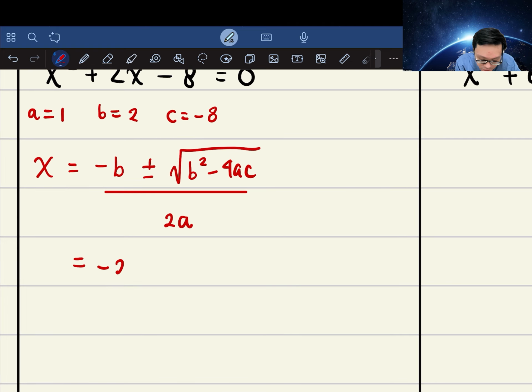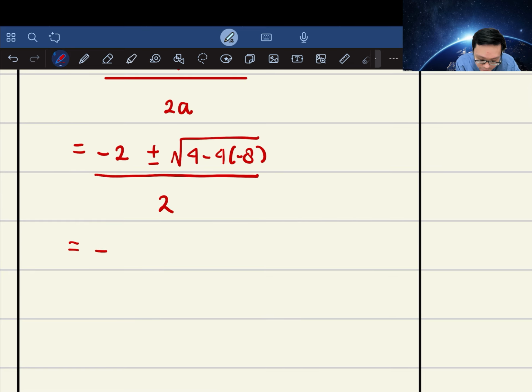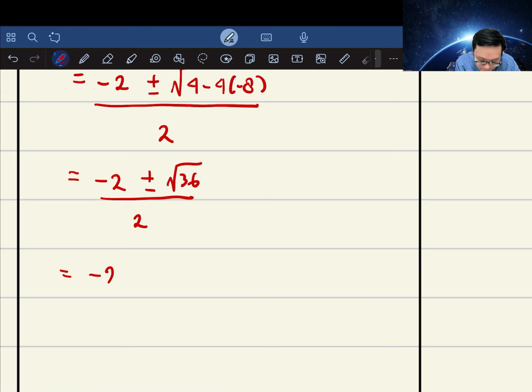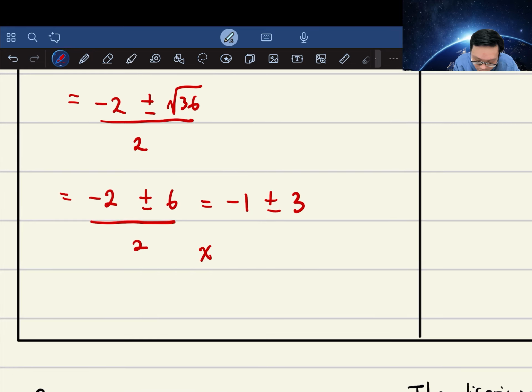We have minus 2 plus minus square root of 4 minus 4 times minus 8, because a is 1, over 2. So here we have minus 2 plus minus square root of 36 over 2. We can simplify to minus 2 plus minus 6 over 2. So we divide 2 for the two terms. We get minus 1 plus minus 3. So we have two values of x. The first one is minus 1 plus 3, which is 2. And the second one is minus 1 minus 3, which is minus 4.